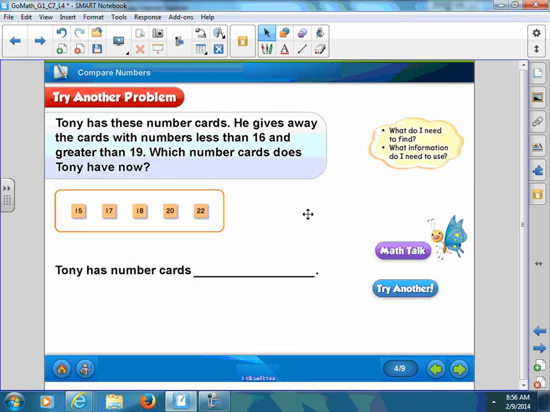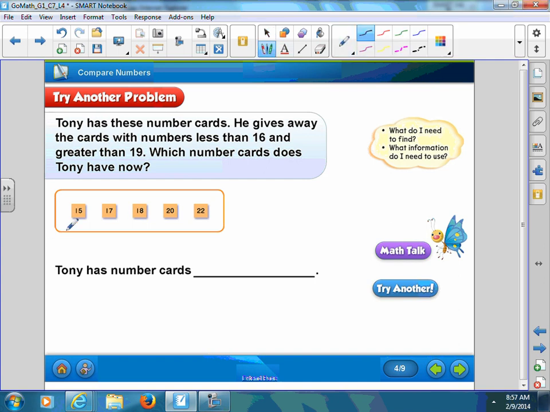Let's try another. Tony has these number cards. He gives away the cards less than 16 and greater than 19. Which number cards does Tony have now? Let's look up here. What do I need to find? I need to find the number cards that Tony has now. The information I'm going to use is I'm going to take away the number cards that are less than 16. Let's do that part first.